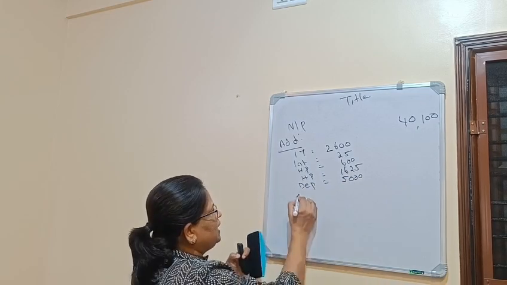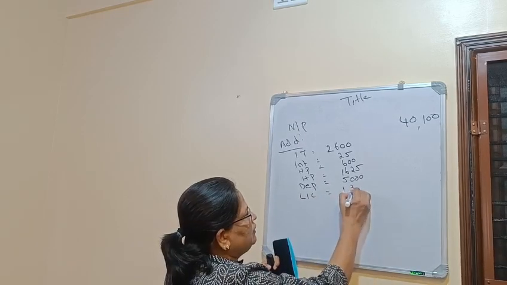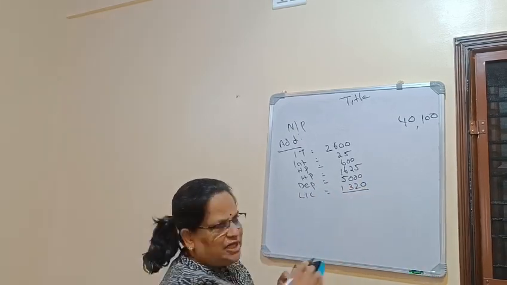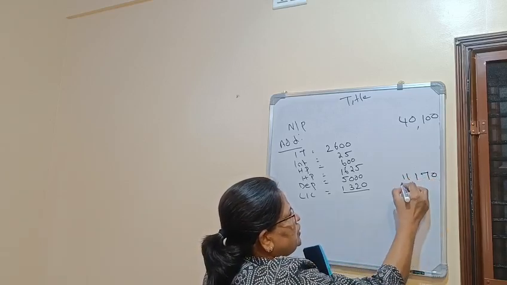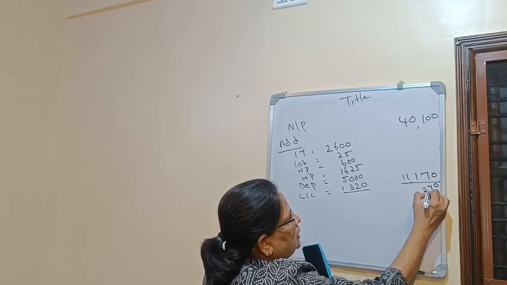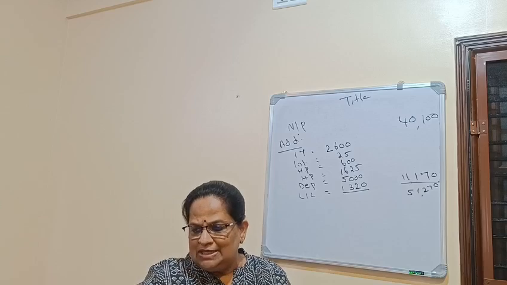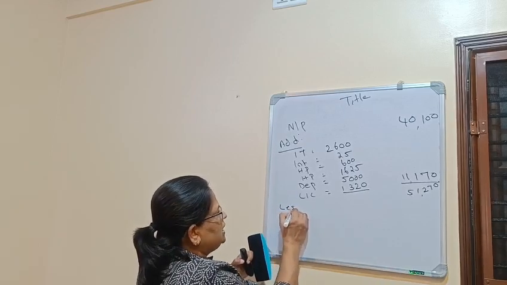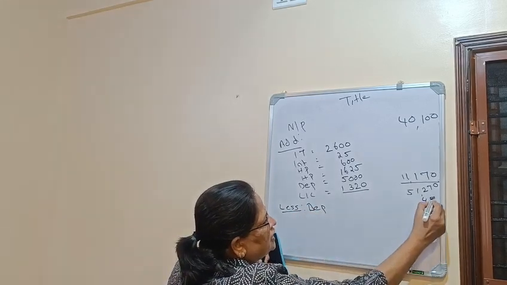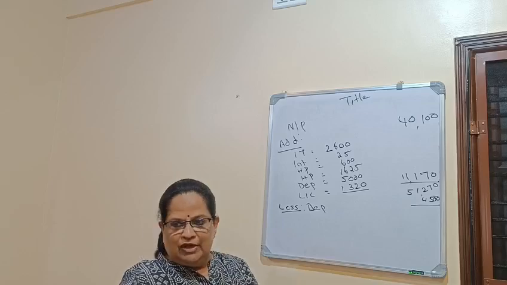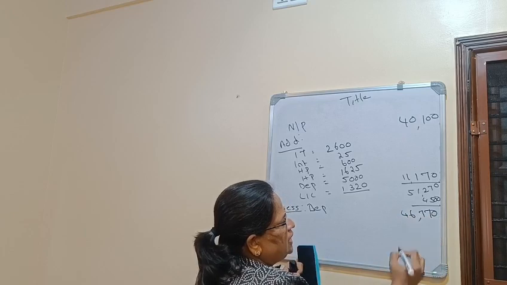Life insurance premium, LIC premium, 1,320. So take the total of this, 11,170. This you have to add back. So here you will get 51,270. Now less allowable depreciation, less actual depreciation given in the adjustment, that is 4,500. When you reduce this, you will get 46,770.